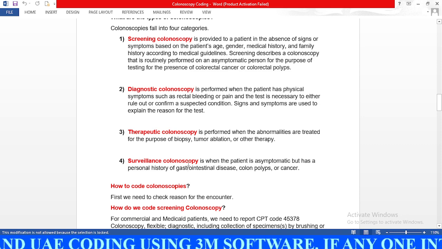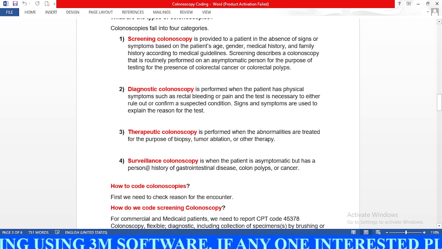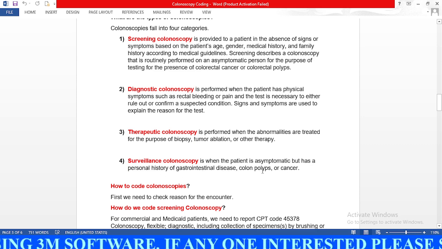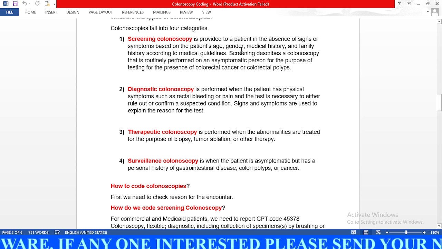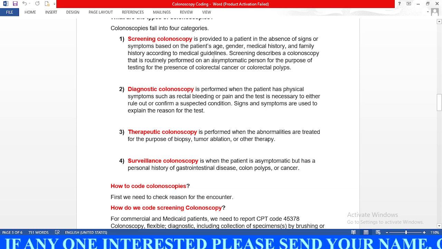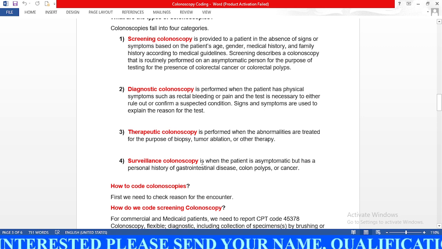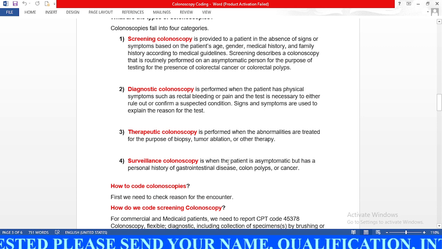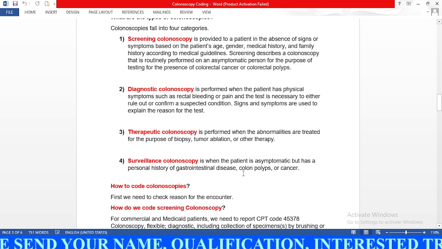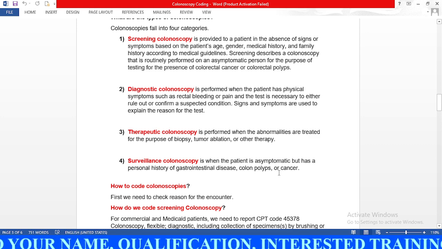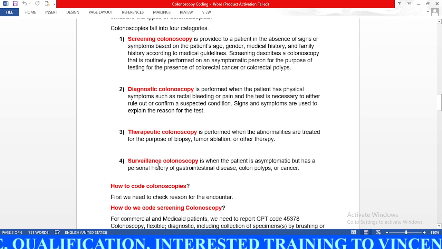Next, surveillance colonoscopy. Surveillance colonoscopy is when the patient is asymptomatic but has a personal history of gastrointestinal disease, colon polyps or cancer. Basically, screening colonoscopy is based on medical history and family history according to the medical guidelines. So what about surveillance colonoscopy? It is exclusively related to the patient. So based on these definitions, screening colonoscopy and surveillance colonoscopy are different.